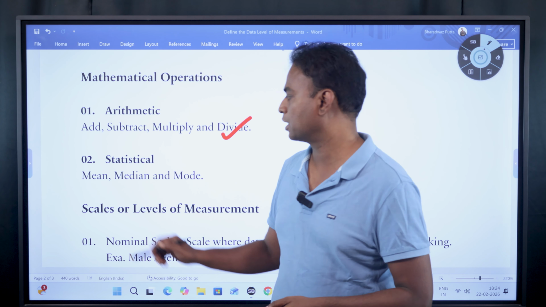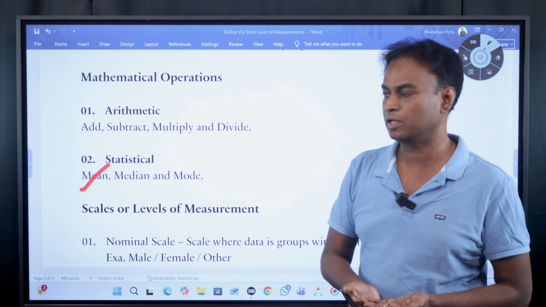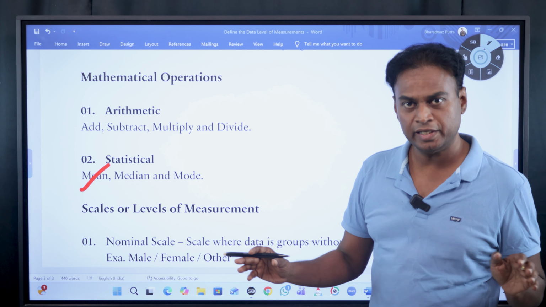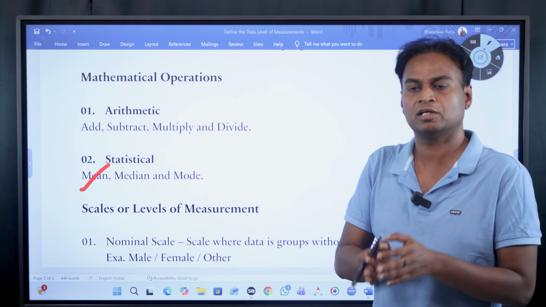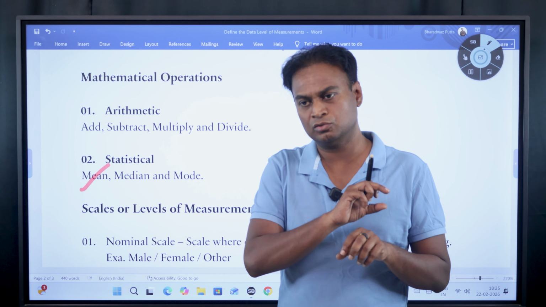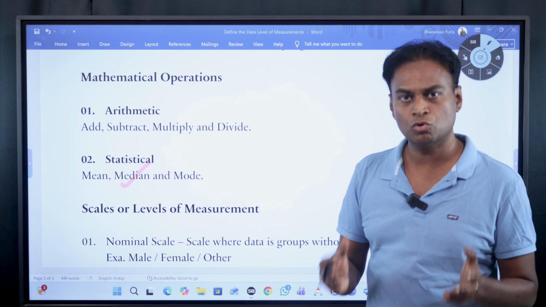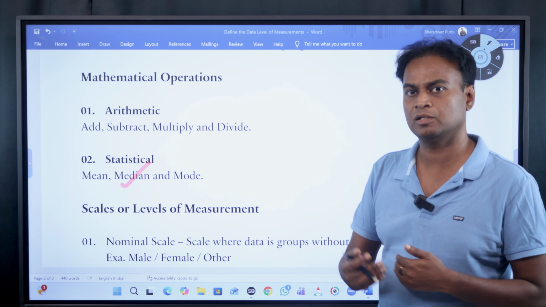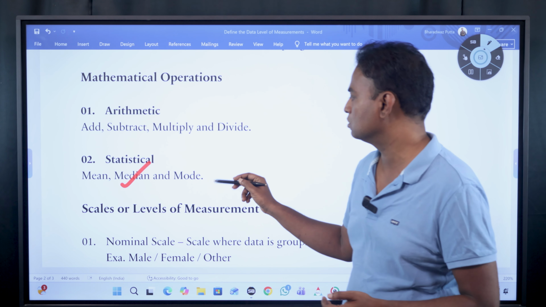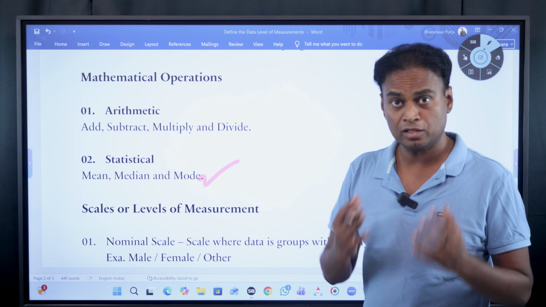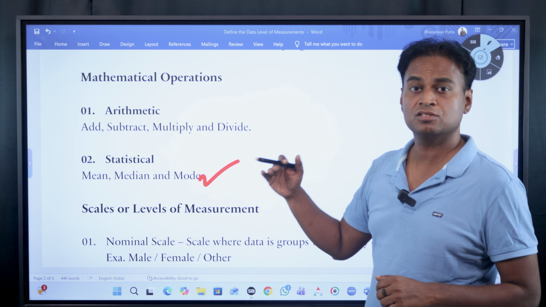In statistics, you can calculate mean. What is mean? Add all the values and divide by the number of values. What is median? Arrange the values in ascending order and find the middle value. If there are 15 values, arrange them in ascending order, and the 8th value is the median. What is mode? The value which is frequently repeated. If out of 15 values, 2 values are repeated, it means the mode is 2. So we can do mathematical operations and statistical operations on certain types of data based on their scale.